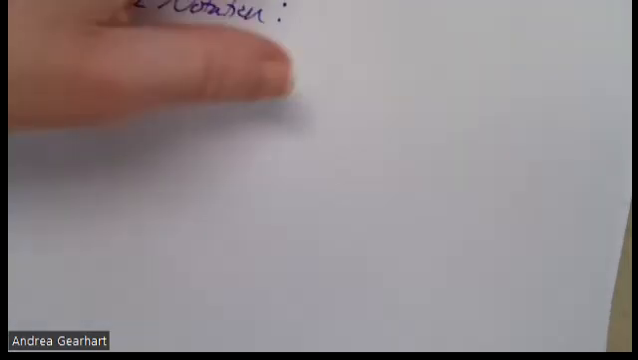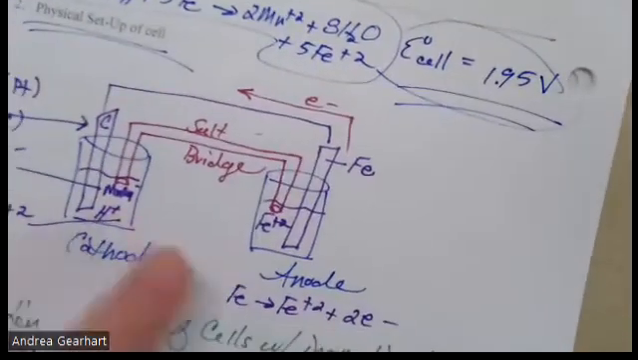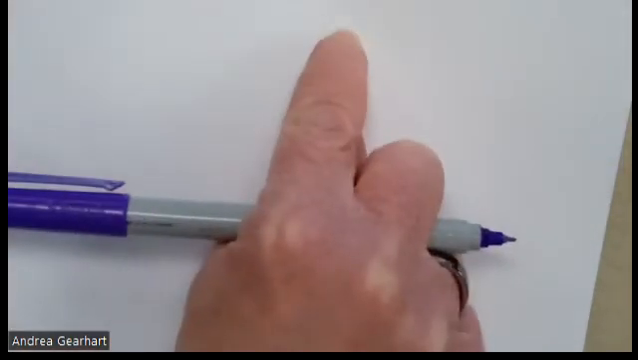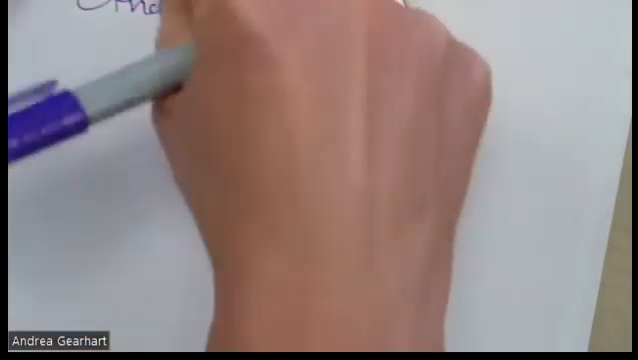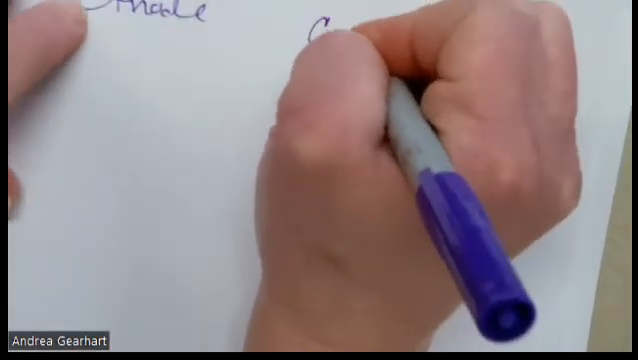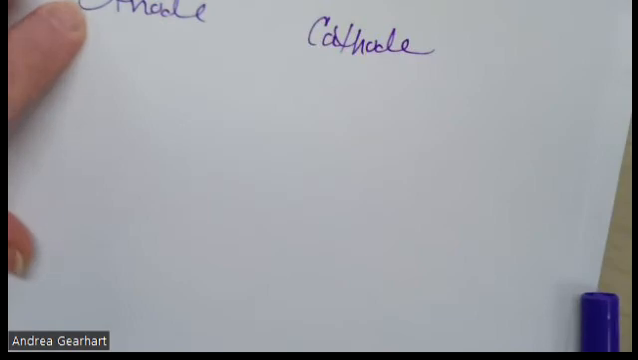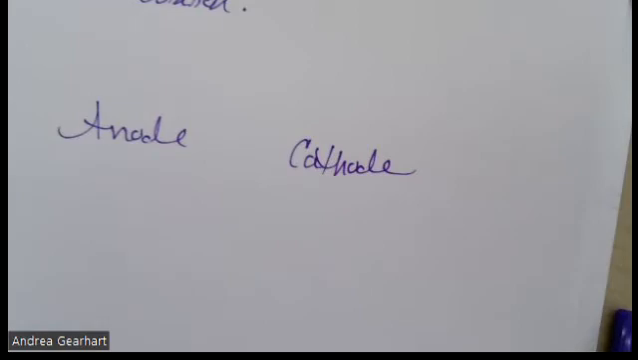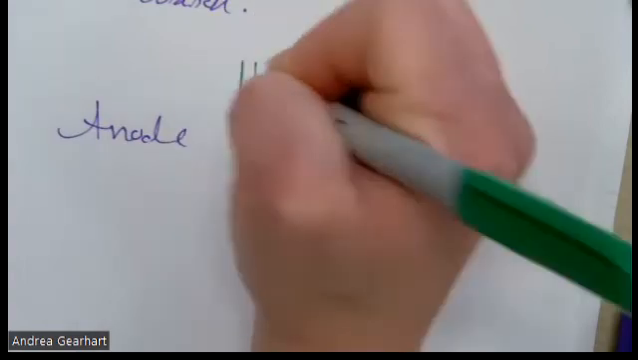In line notation, for the physical setup, it does not matter if we put anode on the left or anode on the right. But in the line notation, we put anode on the left. I'm going to put the line notation here, so I'm just saying the anode and then the cathode. To represent the salt bridge, we use two vertical lines.